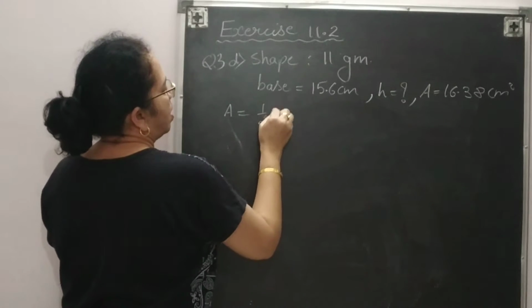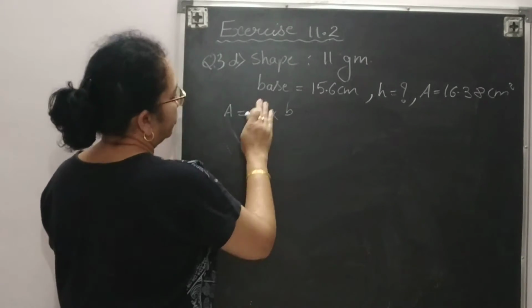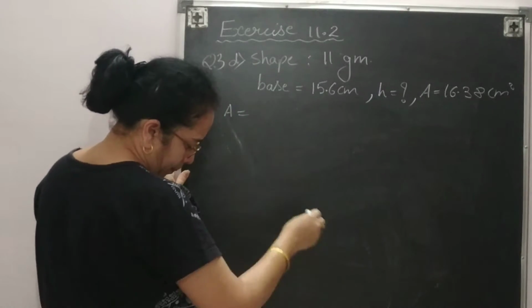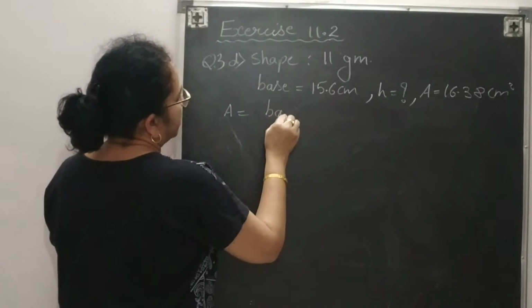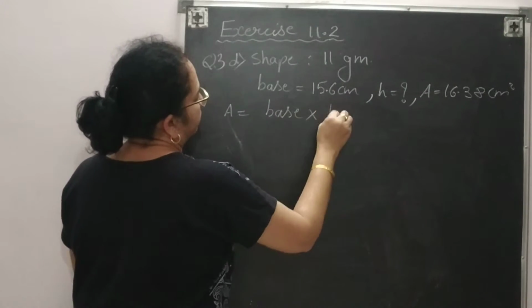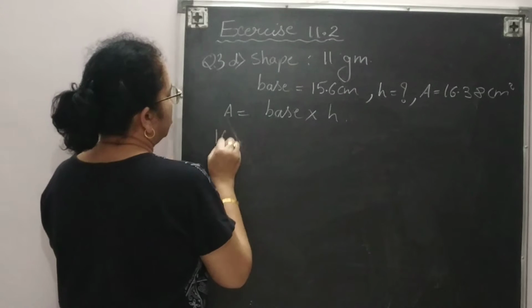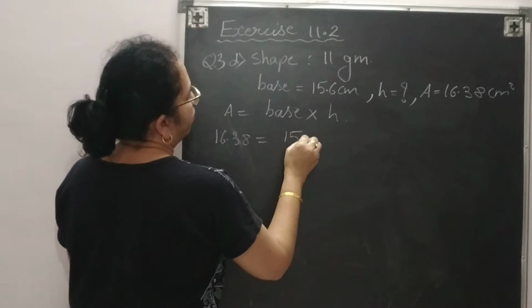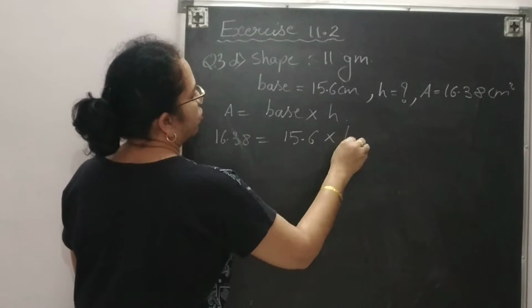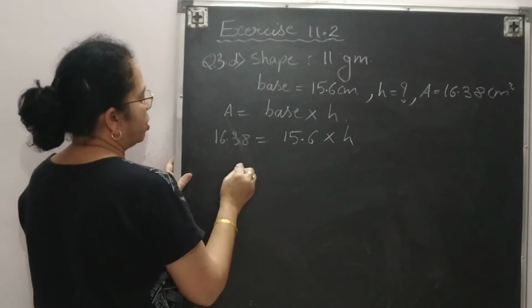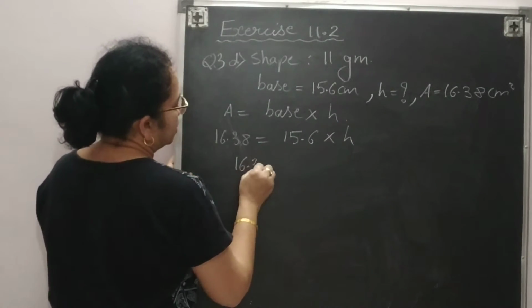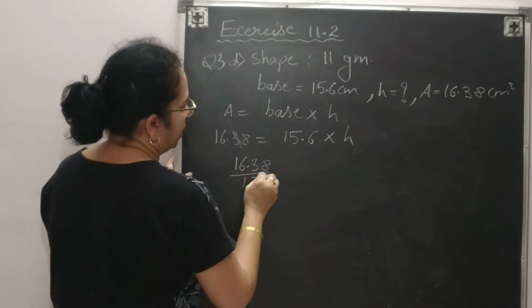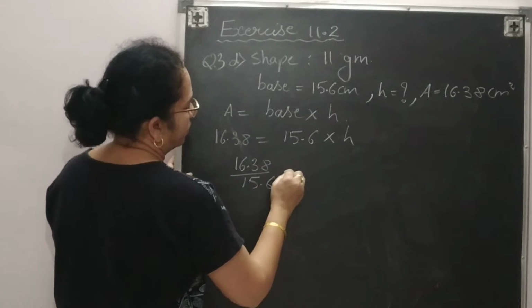So again we will use formula. Area is equal to base into height. So substitute the value. 16.38. Base is given 15.6 and height you are supposed to find. So 15.6 is in multiplication. So right and left hand side this will come in division.